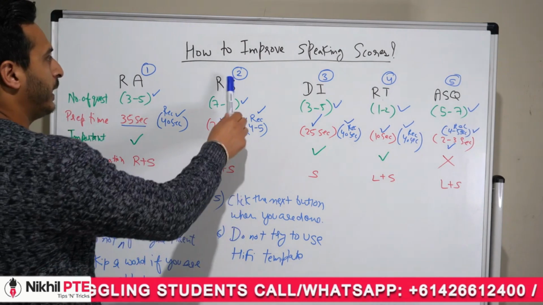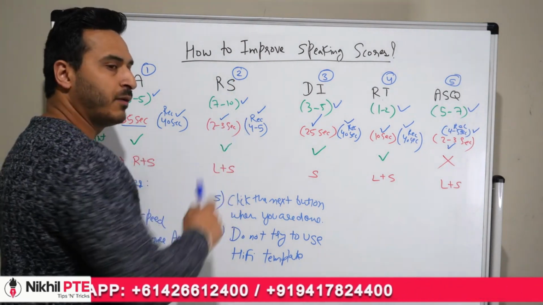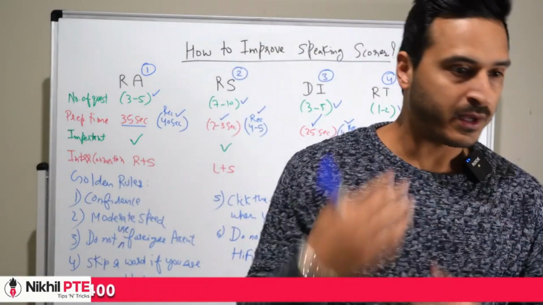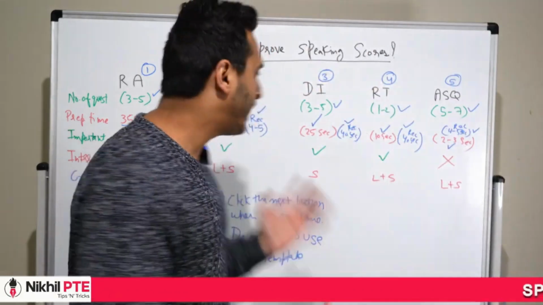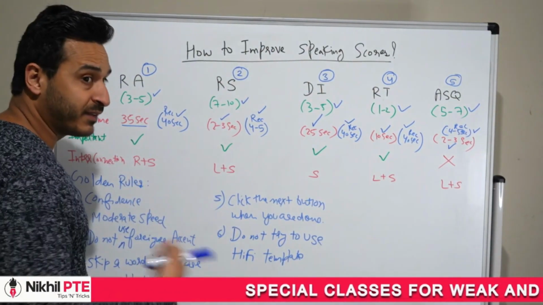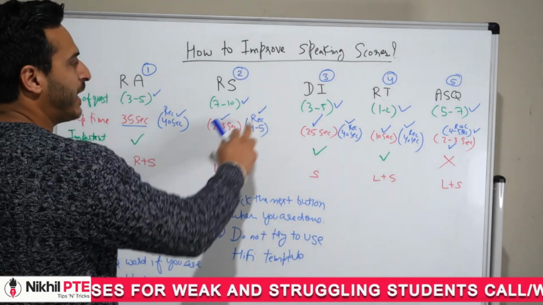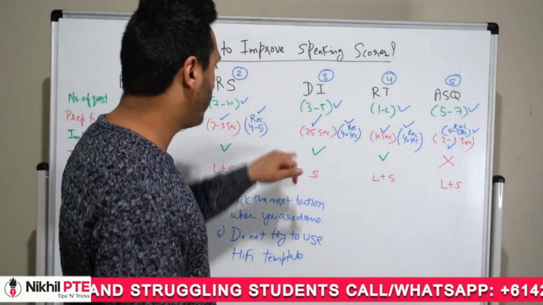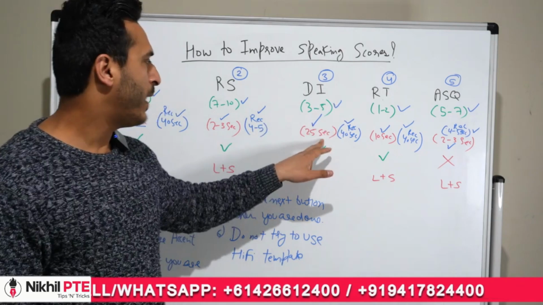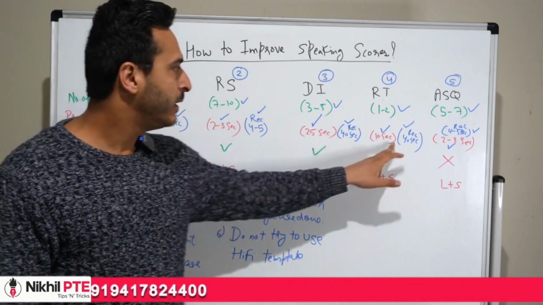In repeat sentences, you get 2 or 3 seconds for preparation. It is not really a preparation time actually. When the speaker ends the audio, you have approximately 2 or 3 seconds to remember the sentence, or you can say it's a preparation time. Then your recording will start for 4 or 5 seconds. In describe an image you have 25 seconds for preparation, then your recording will start for 40 seconds.